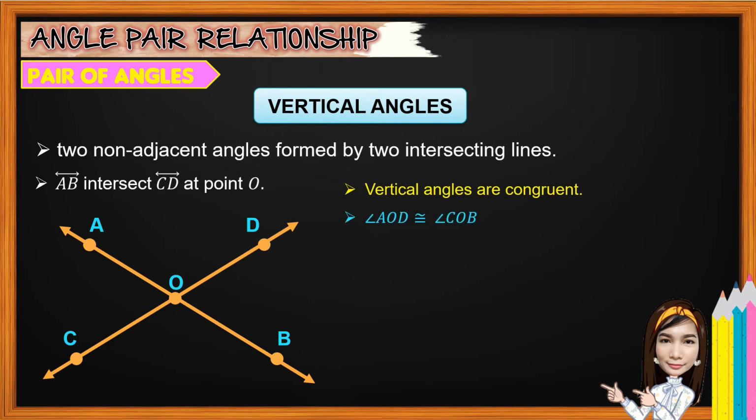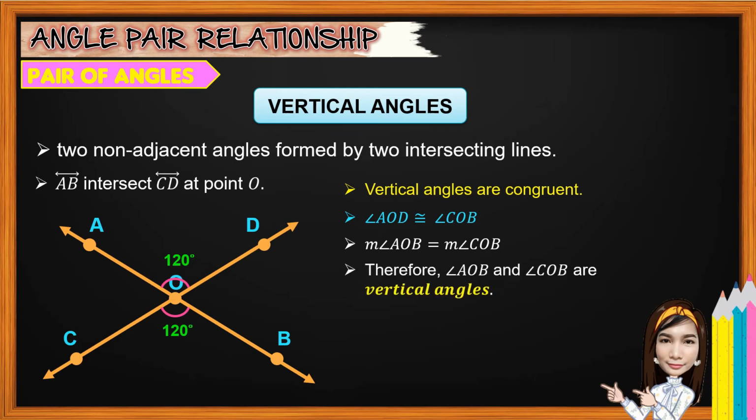So first we have angle AOD congruent to angle COB. Now for example, the measure of angle AOD is 120 degrees. Therefore, the measure of angle COB is also 120 degrees. So the measure of angle AOD is equal to the measure of angle COB. So therefore, angle AOD and angle COB are vertical angles.